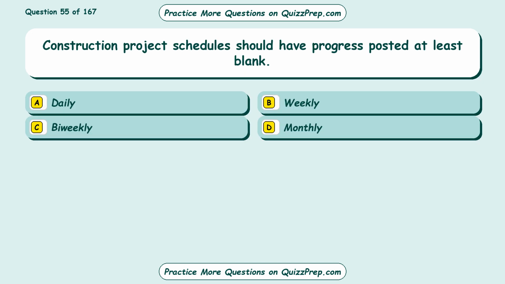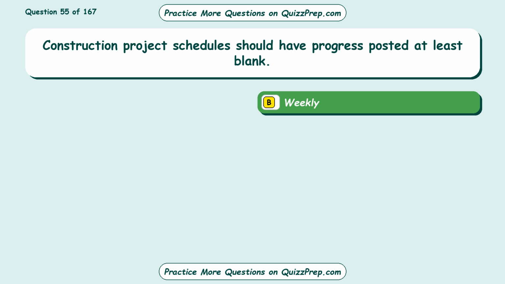Question 55. Construction project schedules should have progress posted at least blank. Option A, daily. Option B, weekly. Option C, bi-weekly. Option D, monthly. The correct answer is option B, weekly.